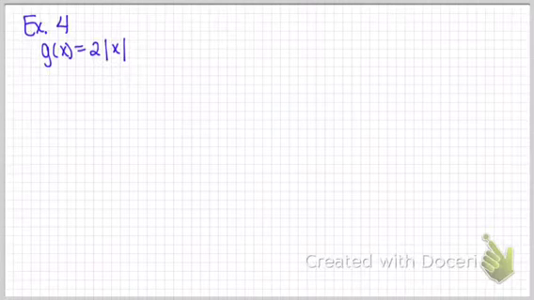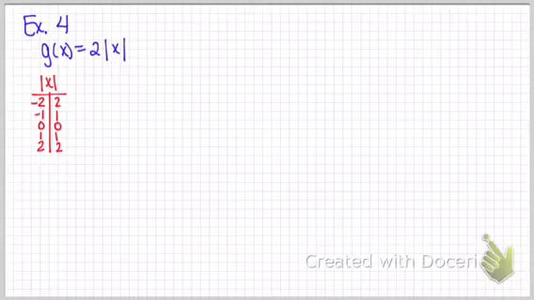So first thing we're going to do is remember what our parent table is. And so we can see our parent function here is the absolute value of x. And remember we used the numbers from -2 to +2, and then we took the absolute value of each of them. Remember that's just the distance the number is from 0. So -2 was 2 places from 0. -1 is 1 place. 0 is 0. 1 is 1. And 2 is 2 places.